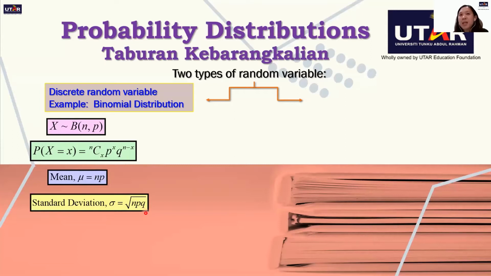If p is the probability of success, then q will be the probability of failure. For example, if 20% of the students have something, then 80% will be without it. So they are complements of each other. P is the probability of success, and q is the probability of failure.